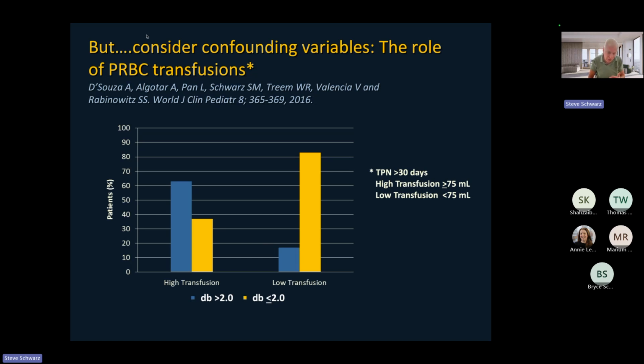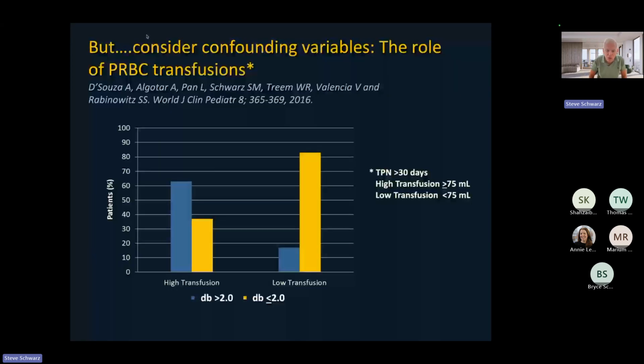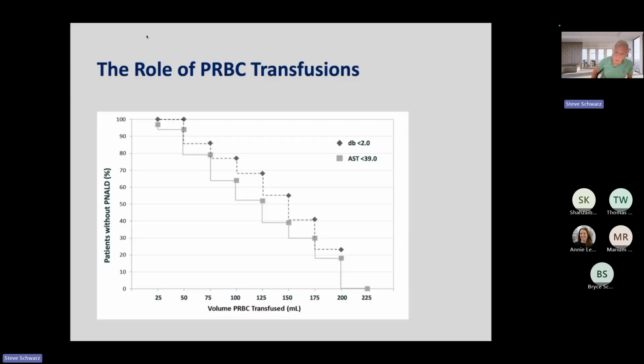But if we look at patients, these are in the NICU, who demonstrate a direct bilirubin level greater than 2 versus a direct bilirubin of less than 2, the ones that are greater than 2 are much more likely to have increased PRBC transfusions, in this case, greater than 75 milliliters in total. Whereas in the low transfusion group, a much lower percentage presented with significant direct hyperbilirubinemia. And so, again, this is a confounding variable that has to be considered when evaluating the risk for developing TPN cholestasis. And this is another way of looking at that study.